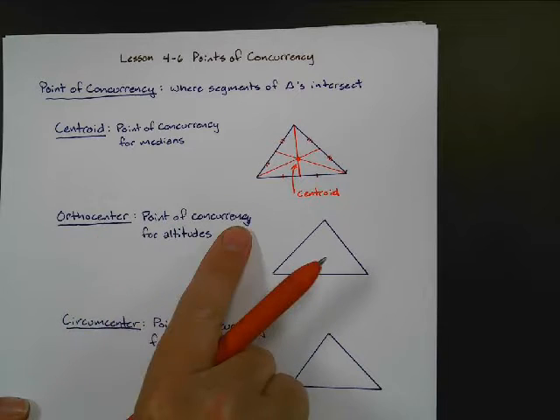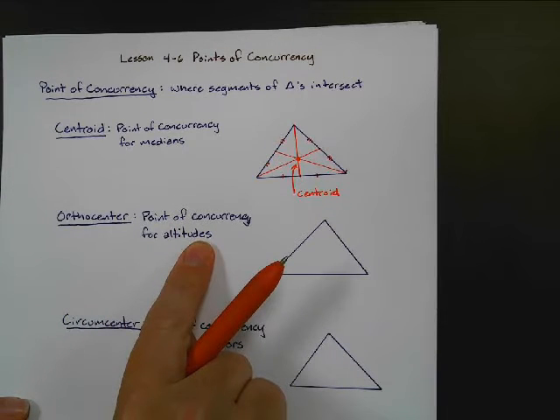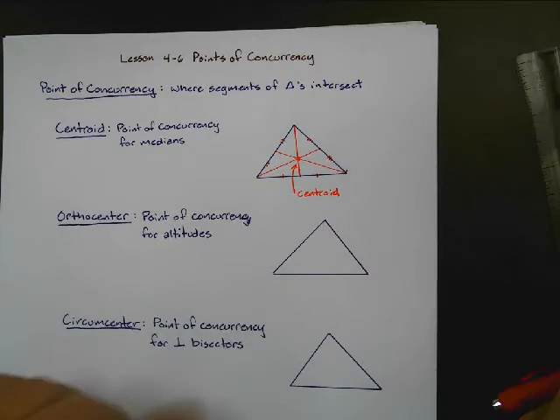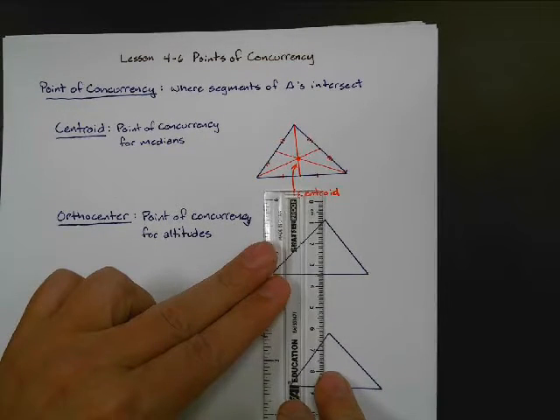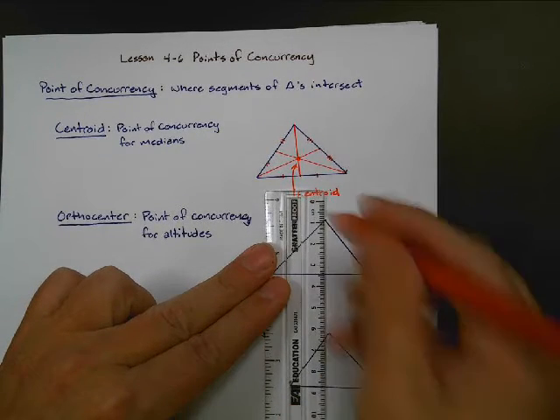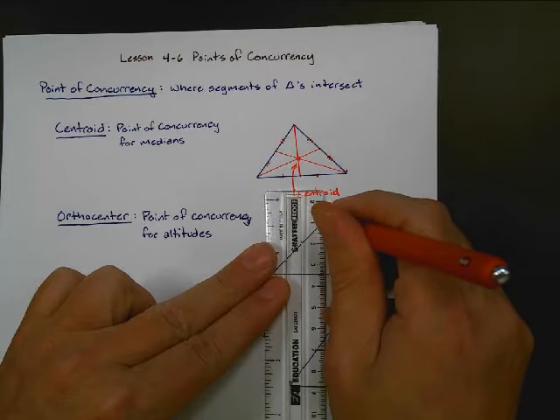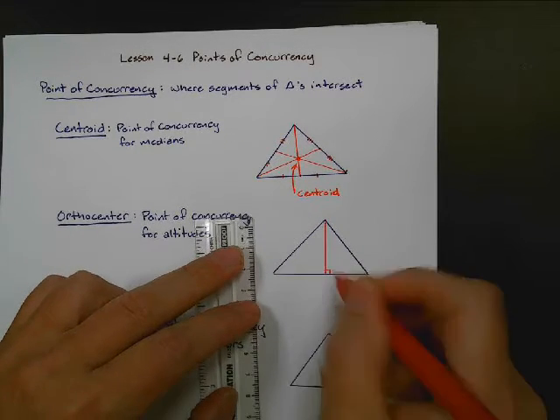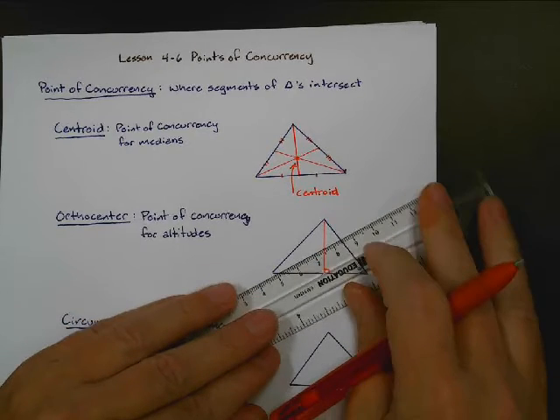All right, the next one that we've already done was an orthocenter. And this was the point of concurrency for altitudes. Remember, an altitude went from a vertex and then traveled to the other side until it was perpendicular to that side. So I'm just eyeballing it here, so hopefully I'll get it pretty close. Yeah, that's pretty close to 90. Not my best work, but whatever.